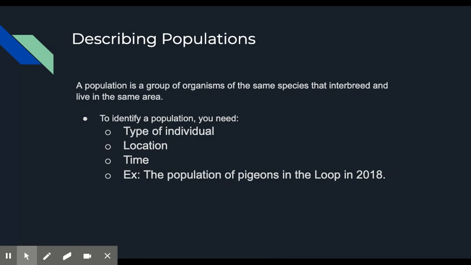So today we're talking about how to describe populations. In order to do that, we need to actually identify what a population is. So a population is going to be a group of organisms of the same species that interbreed and live in the same area. In order to identify a population, you need three things. You need to identify the type of individual, the location, and the time. So for example, I could talk about the population of pigeons in the Loop in 2018.